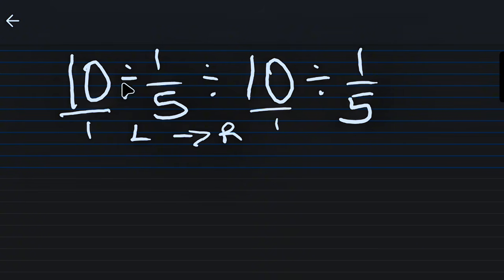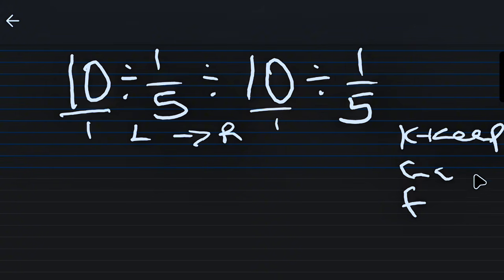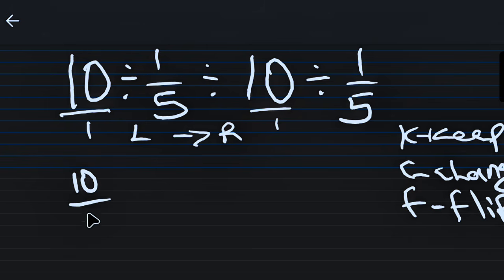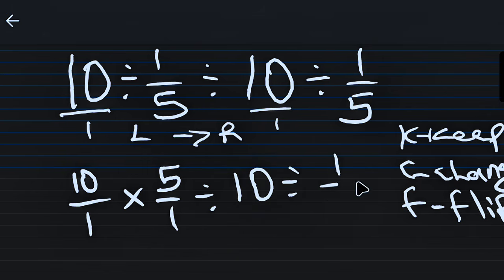When two fractions are dividing each other, we have to make use of this rule that is called KCF rule. Now K here stands for keep, C stands for change, and F stands for flip. So it simply means that we are going to keep 10 divide by 1, and we'll change the division to multiplication, and we'll flip this. So we are going to have 5 divide by 1, then divide by 10 divide by 1 divide by 5.